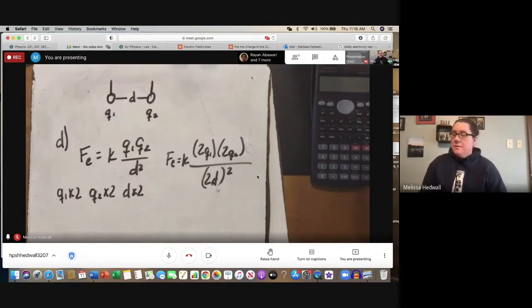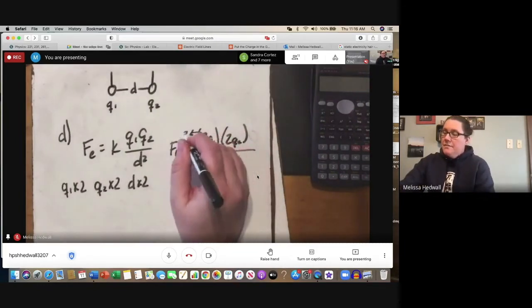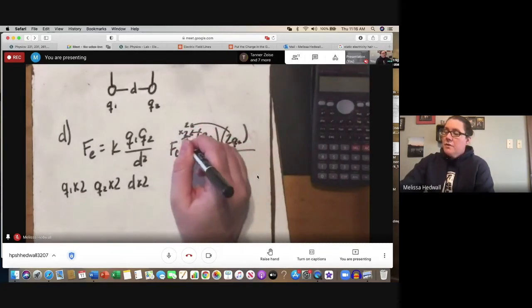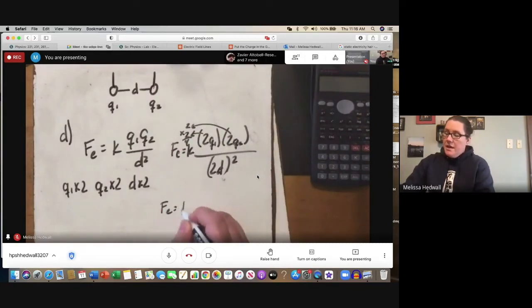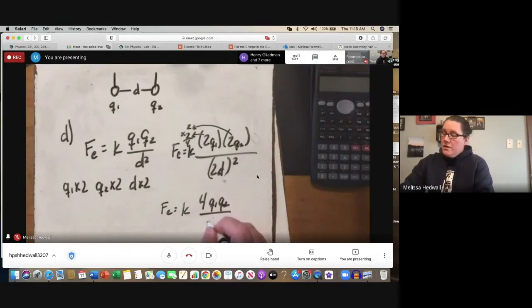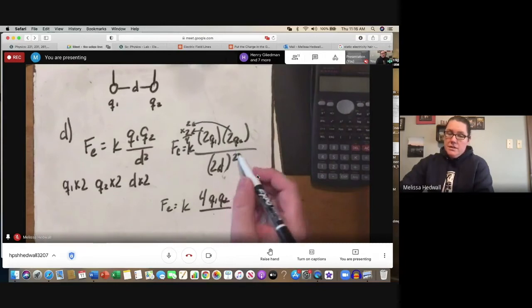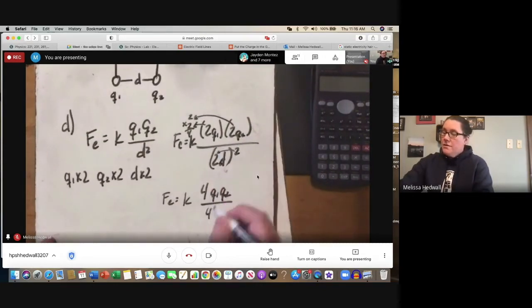So let's pull some numbers out and see what's going on here. I pull out the 2 here, pull out the 2 there, I multiply those to get 4 up top. So I can say F_e equals k, 4 q1 q2 over 2d squared. Let's do this at the same time. The 2 is squared, so 4, and the d is squared, d squared.